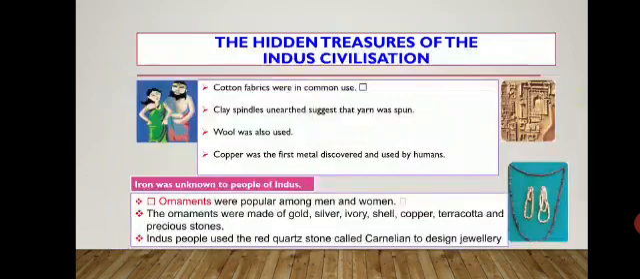Next one is the hidden treasures of the Indus civilization. Cotton fabrics were in common use. Clay spindles unearthed suggest the yarn was spun. Wool was also used. Copper was the first metal discovered and used by humans. Iron was unknown to people of Indus.